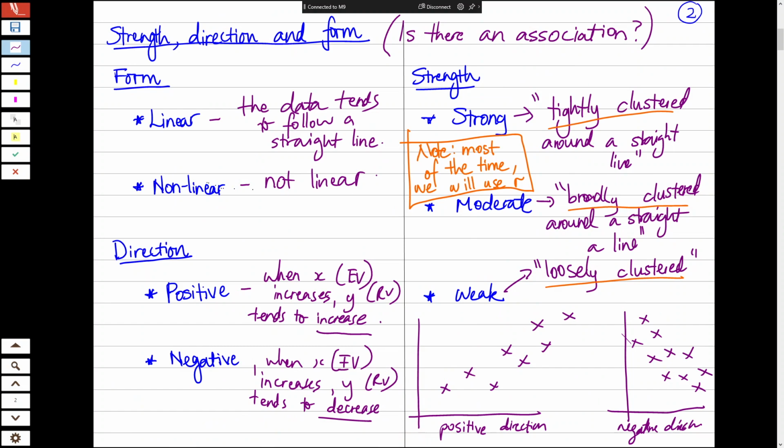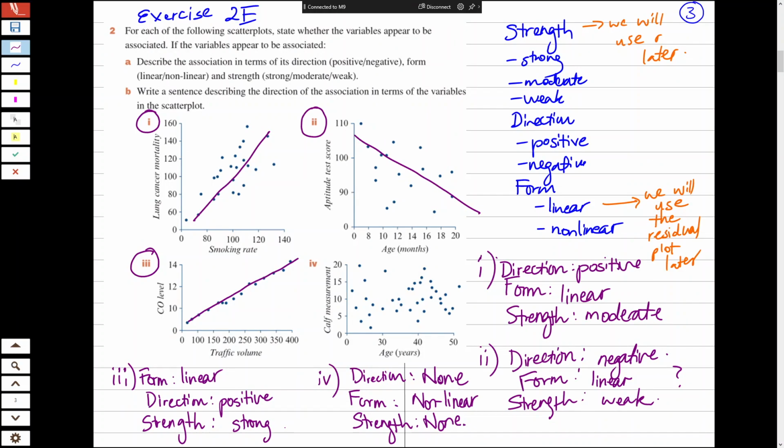So I guess I should have said that there's another option. I'll put it in. You won't be asked to classify none, but you can have no strength and no direction. Your strength is none when there's no pattern, and your direction can be none when there's no pattern. But that's not the focus of this course.